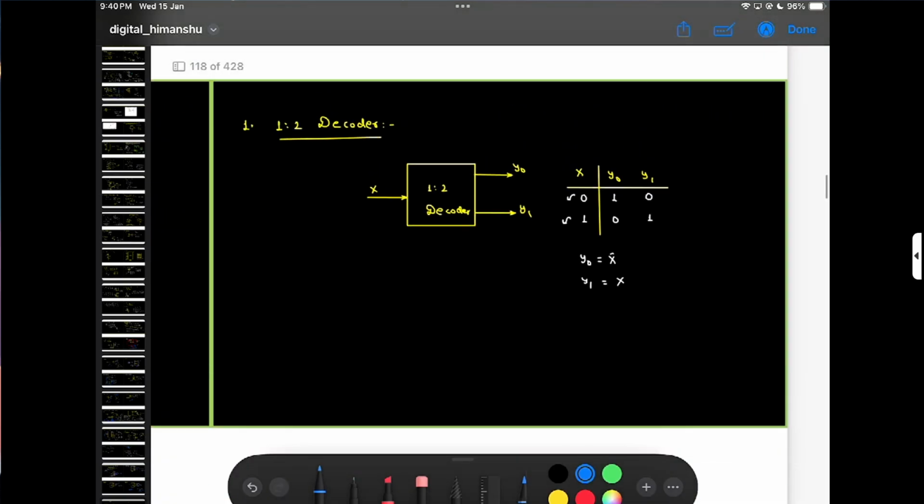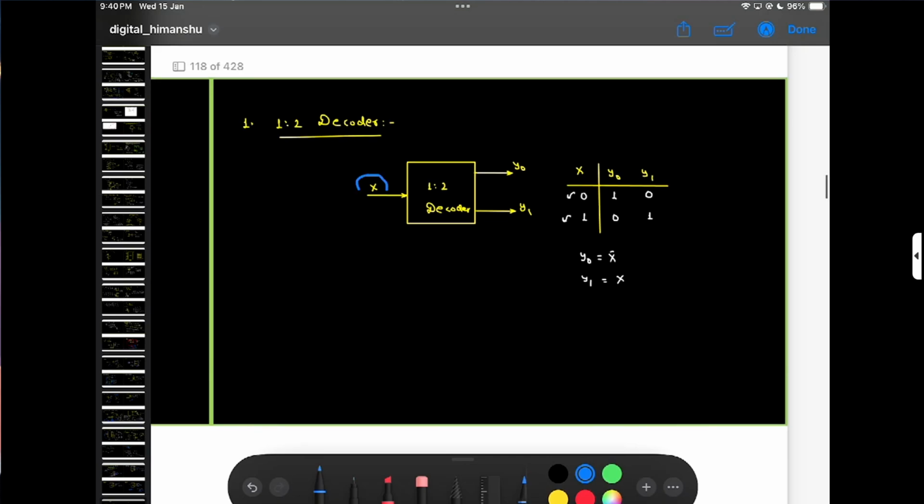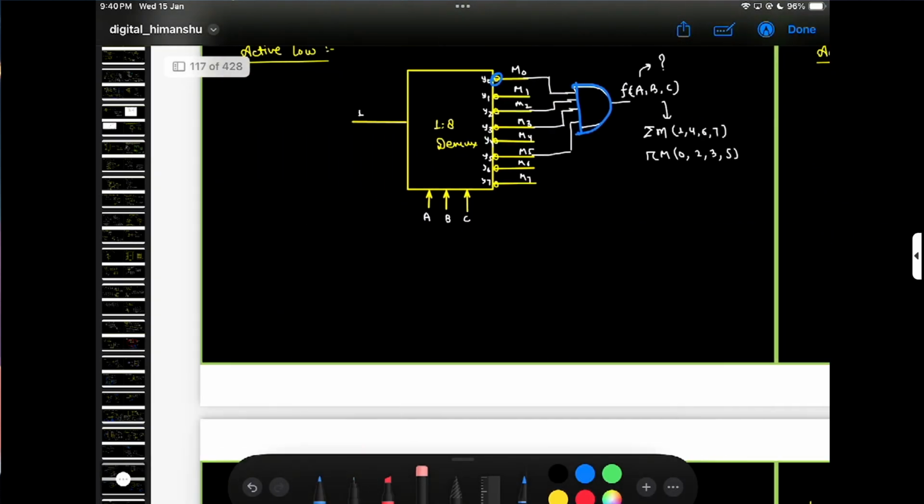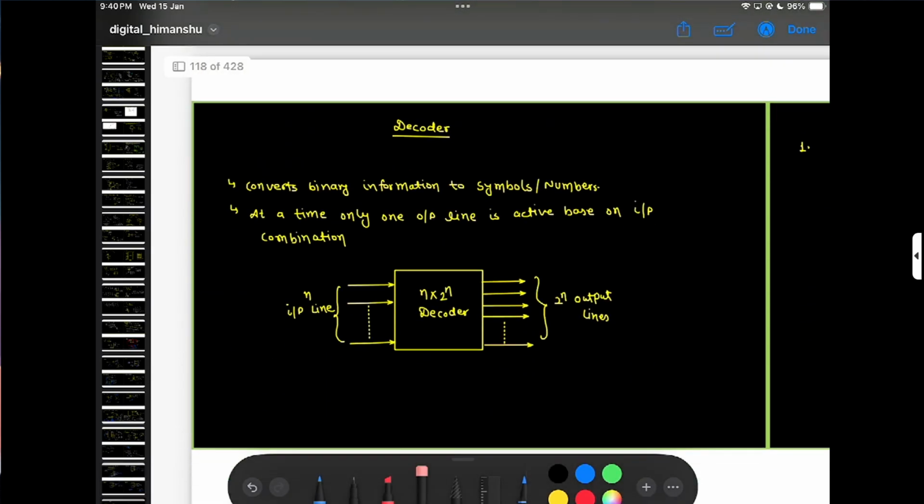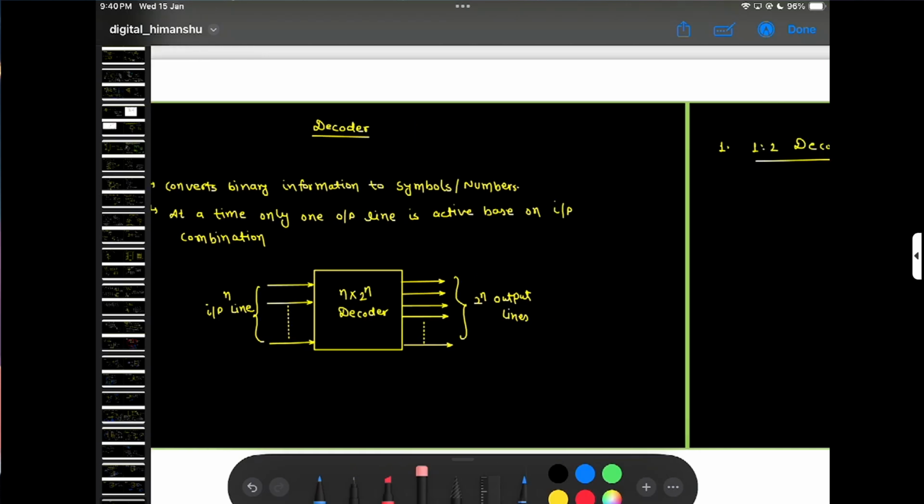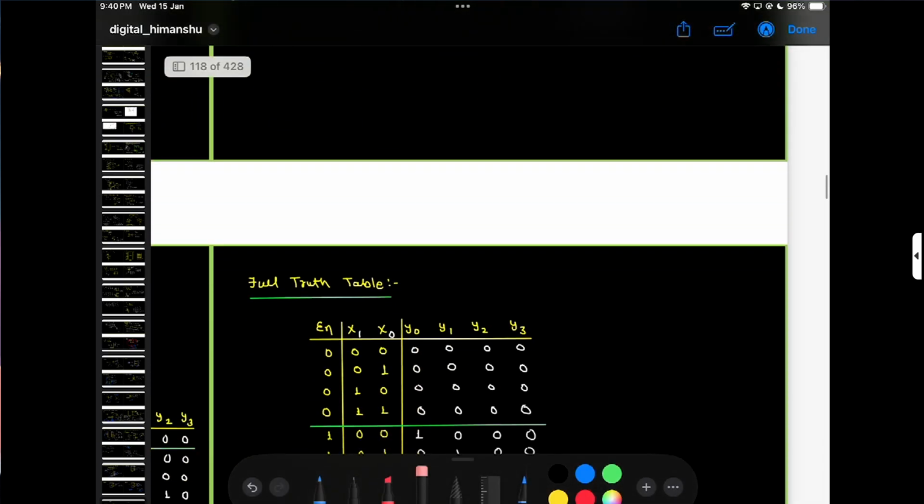Here is an example of a 1 cross 2 decoder, where x is my input and also the select line. If it is 0, then the output is y0, and if it is 1, then it goes to y1. It converts binary information to a symbol or number.